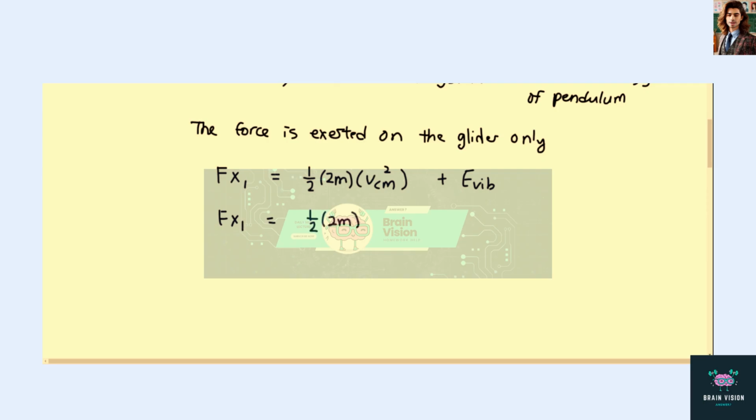The VCM squared is something we found previously, which is F over 2m times x1 plus x2. We can see that the 2m cancels out, and so we found that our E vibrational is F over 2 times x1 minus x2.